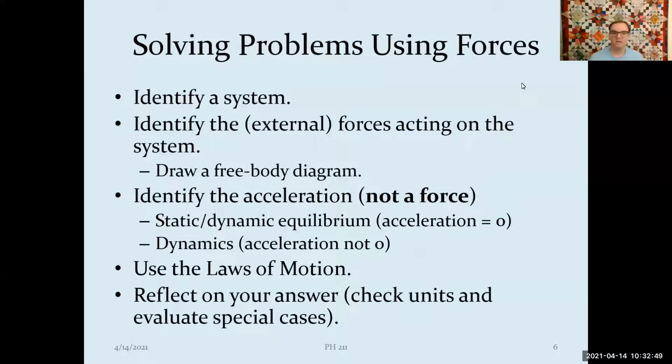Hello, everybody. So today we're going to talk about one of the aspects of our problem-solving strategy for solving problems using forces. And it is this very last step on here about reflecting on our answer, and in particular, how we can evaluate an answer using special cases. Now, special cases, in fact, are not something that is necessarily unique to the forces side of things.